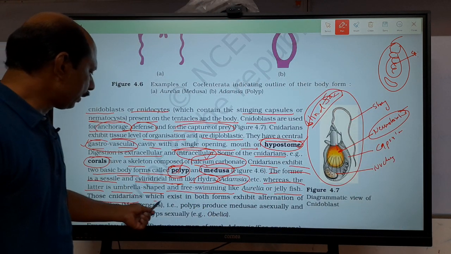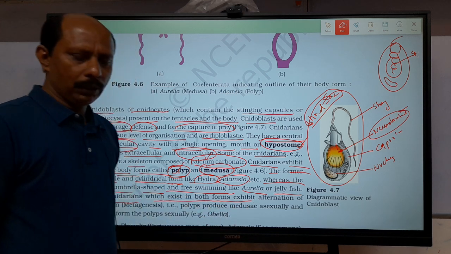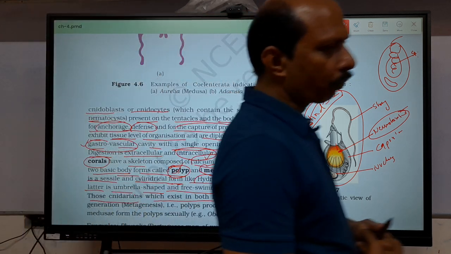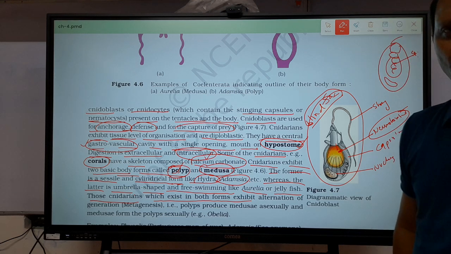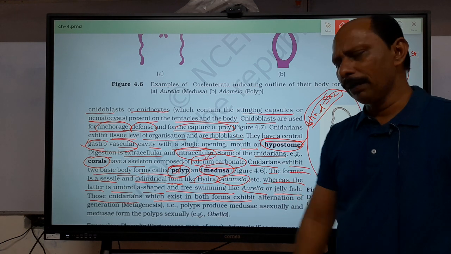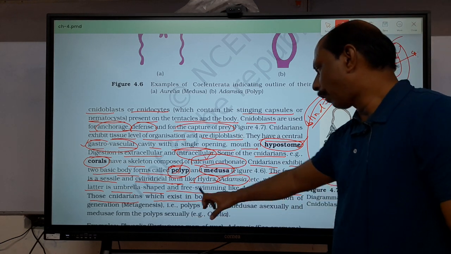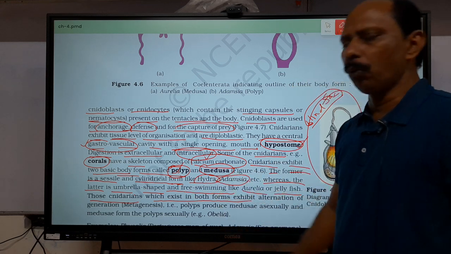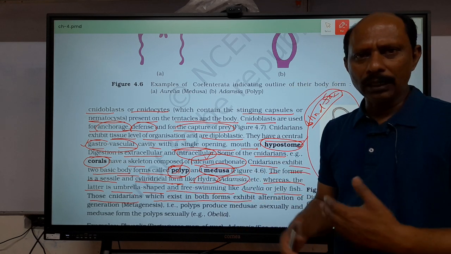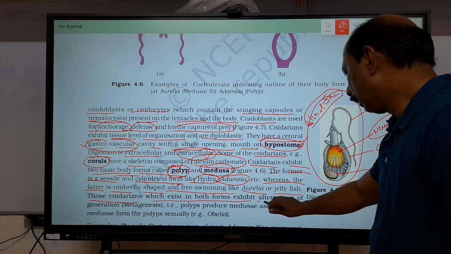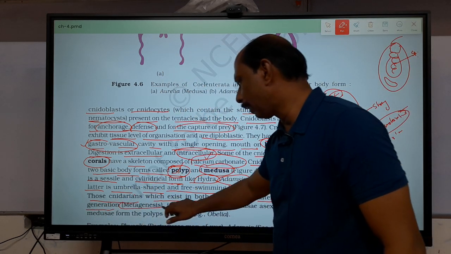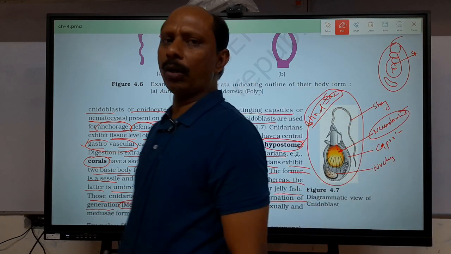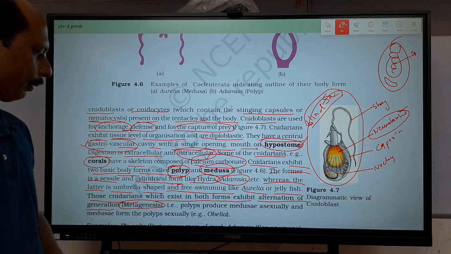Those cnidarians in which both forms are there, as for example in an Obelia colony, right? A colony means many animals in a group. So in Obelia both forms, polyp and medusa, are present, and they also exhibit alternation of generation, and this process is called metagenesis, right?